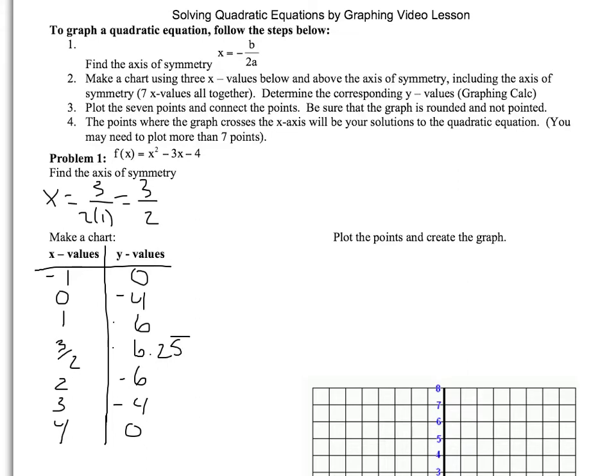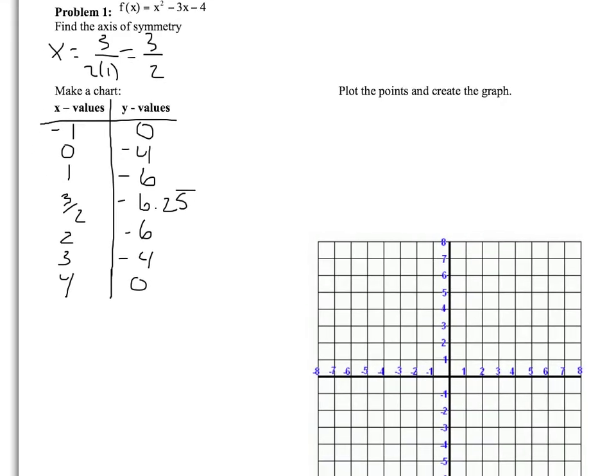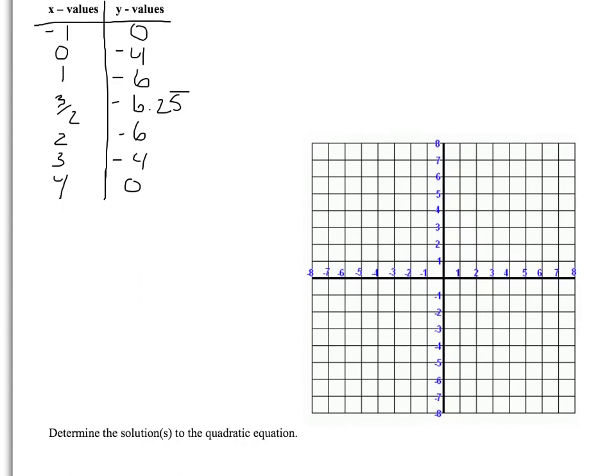That's step 2. Step 3 is we're going to plot the points, and step 4 is we're going to determine the solutions. So I'm going to do the best I can to plot on this graph. I just don't know how well I'm going to be able to do with this.